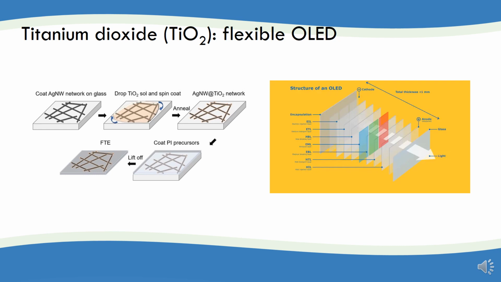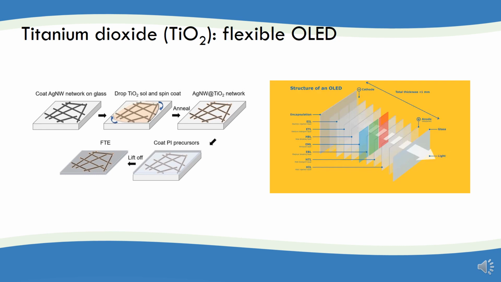Here we're going to talk about using titanium dioxide to make the electrode. Traditionally, we fabricate the OLED using ITO as an anode and glass as a substrate. And when we make our OLED flexible, we need a flexible substrate like a polymer.